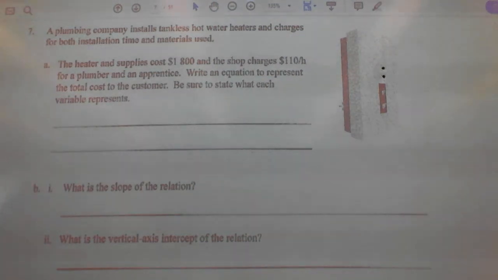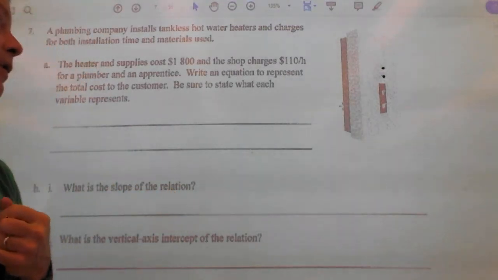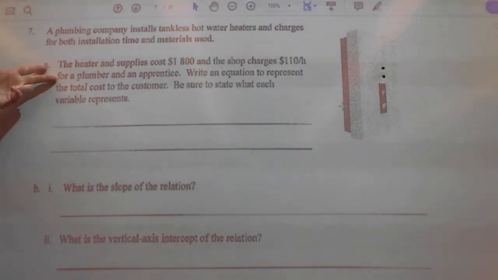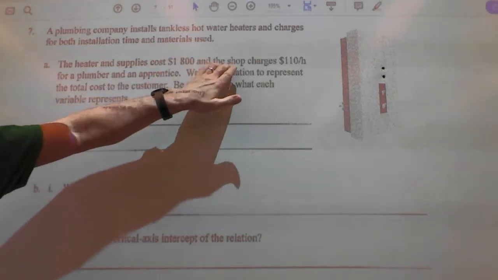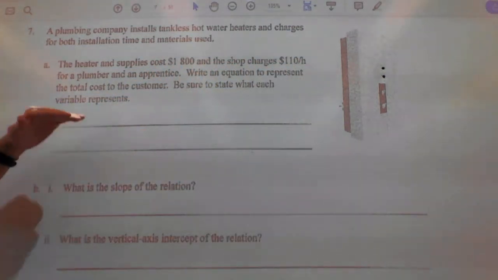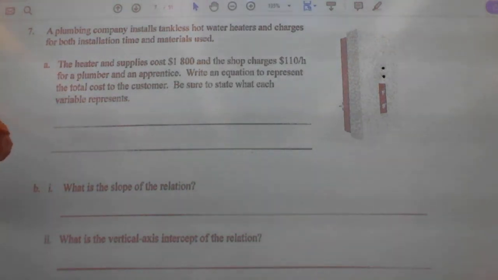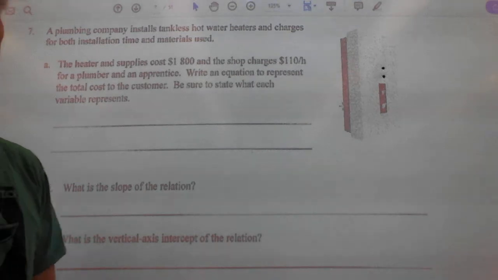A plumbing company installs tankless hot water heaters and charges for both installation time and materials used. The heater and supplies cost $1,800. The shop charges $110 per hour for a plumber and an apprentice. Write an equation to represent the total cost to the customer. Be sure to state what each variable represents.